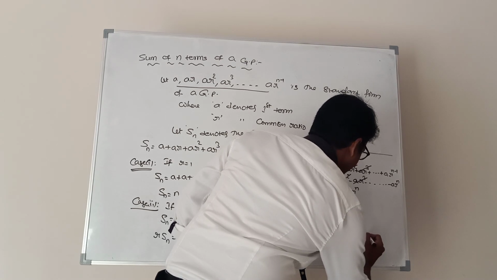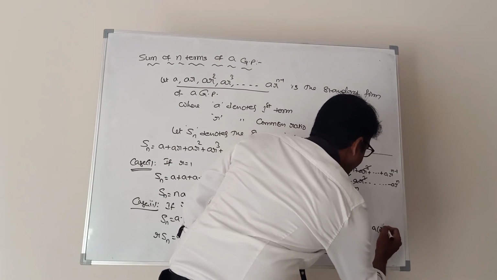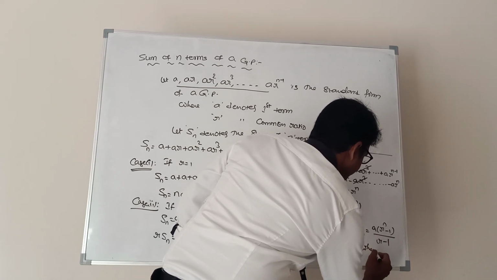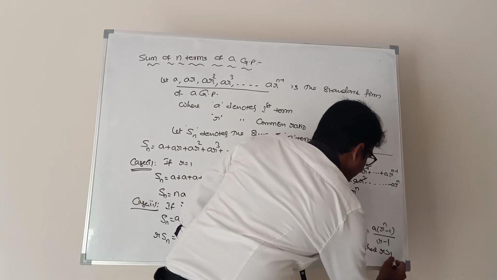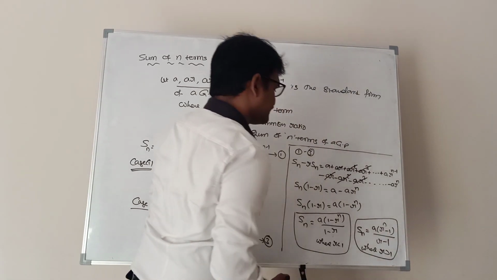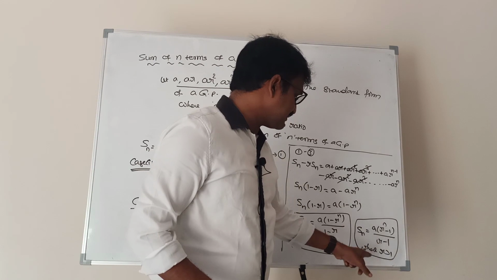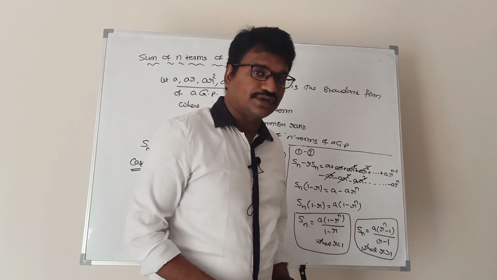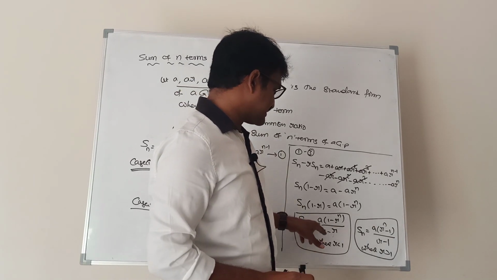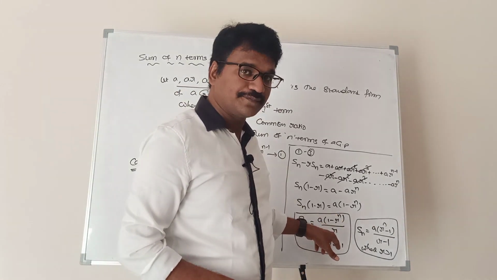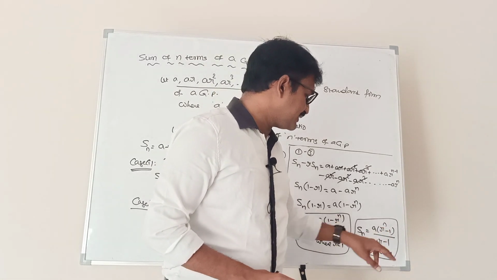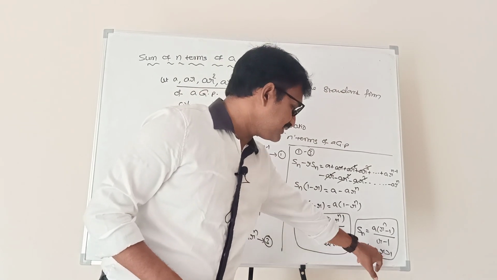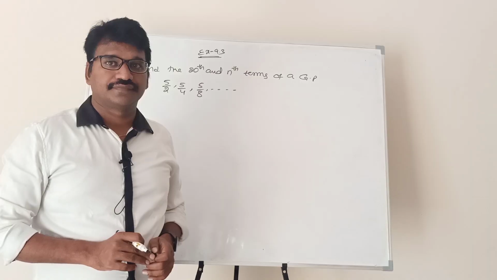Or Sn is equal to a into r power n minus 1 by r minus 1, where r is greater than 1. So the common ratio is more than 1. If the common ratio is less than 1, this is the formula. There are two formulas for the sum of n terms of a GP: Sn is equal to a into 1 minus r power n by 1 minus r, or Sn is equal to a into r power n minus 1 by r minus 1. It depends on r, whether r is less than 1 or greater than 1.